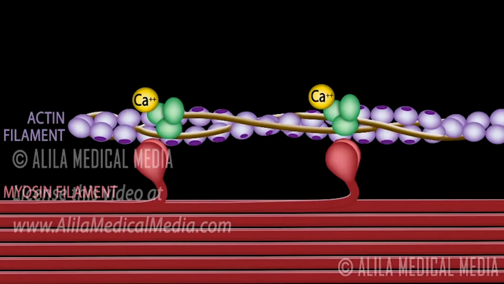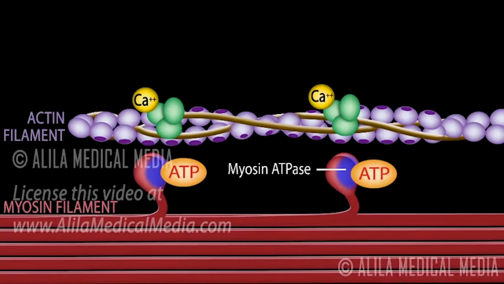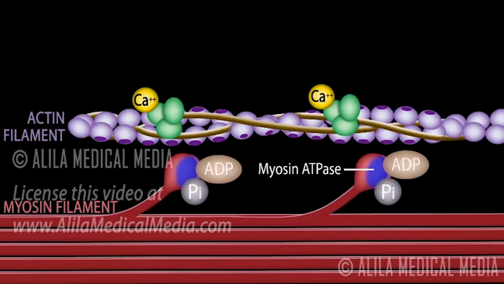The myosin heads then bind to actin, forming cross bridges. These myosin cross bridges rotate towards the center of the sarcomere, a movement known as the power stroke. As myosin heads bind to a new ATP molecule, the cross bridges detach from actin, and myosin and actin separate.